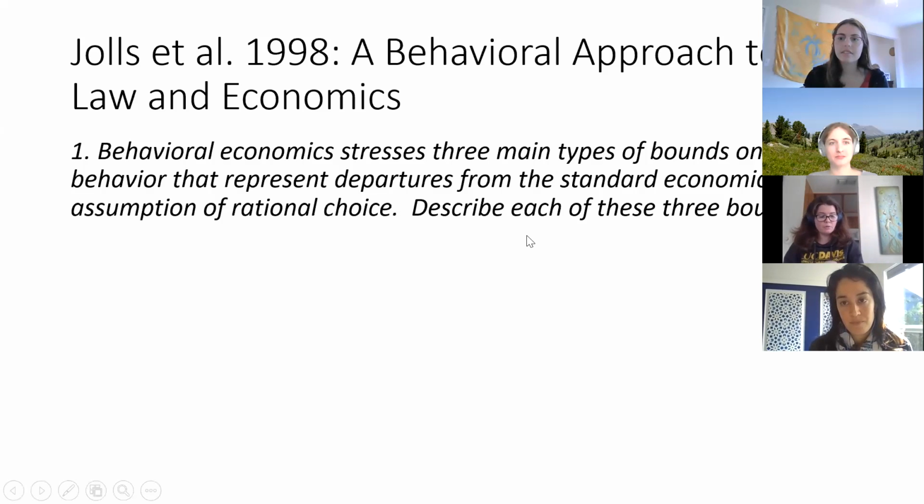Okay, what about the third bound? Can someone explain that? The third bound is bounded self-interest. So in some cases, people will be more on the selfless side and care about others and fairness instead of just about what their needs and wants are.